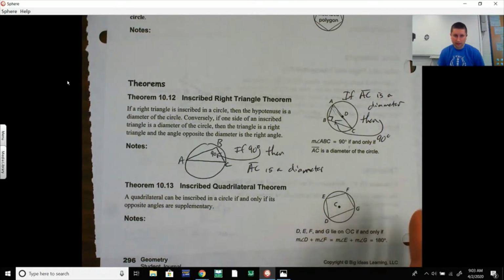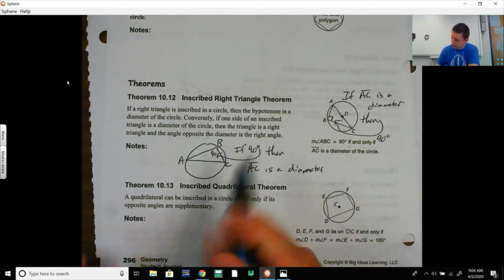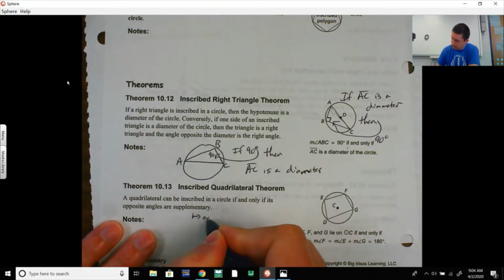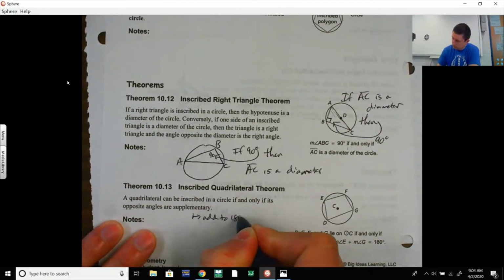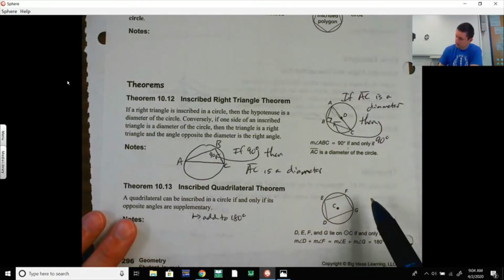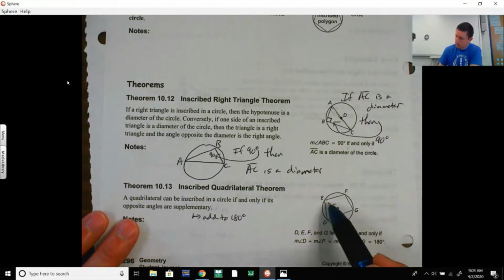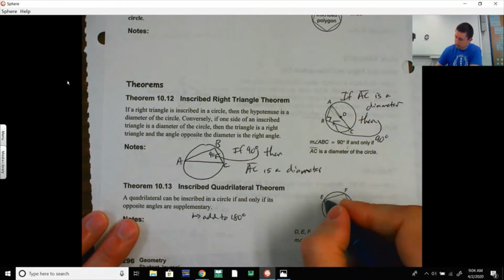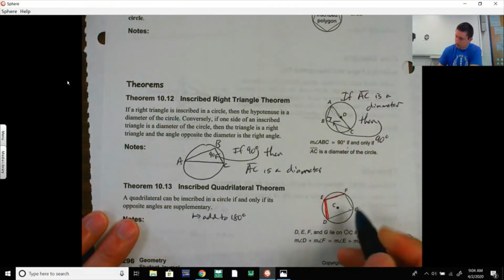Inscribed quadrilateral, opposite angles are supplementary. That means they add to 180. Probably a formula coming up here. So E and G would add up to 180. F and D would add up to 180. If you look at their inscribed angle components, they would include the entire circle. So FED intercepts the arc FGD all the way around here.